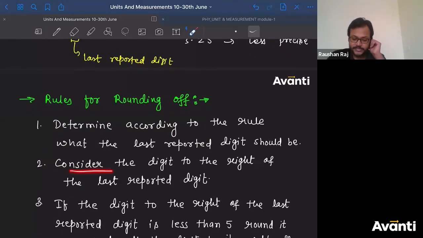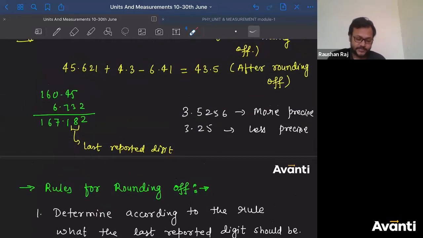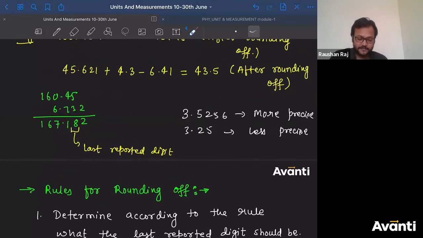Now consider the digit to the right of the last reported digit. Once you identify this, consider the digit which is right to it. Now what is the digit which is right to this last reported digit? That is 2. Once you identify the last reported digit, now consider the digit which is right to it. What is that? That is 2.